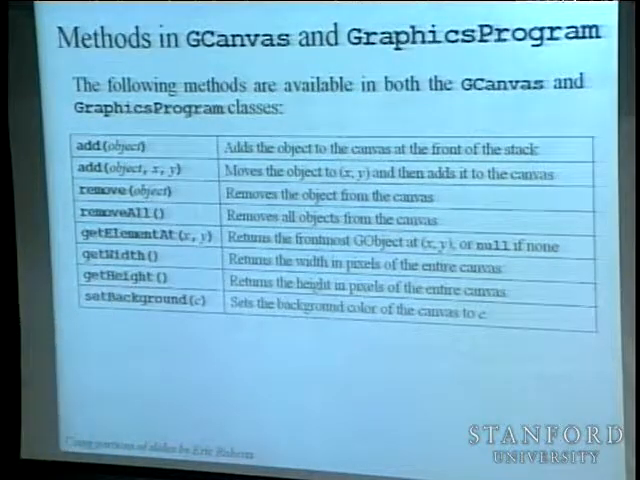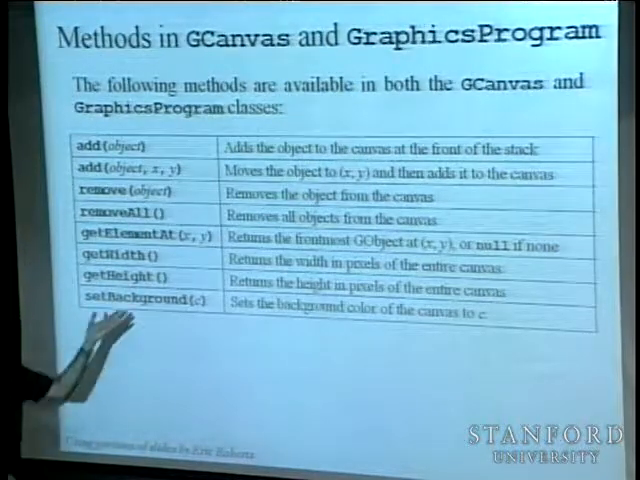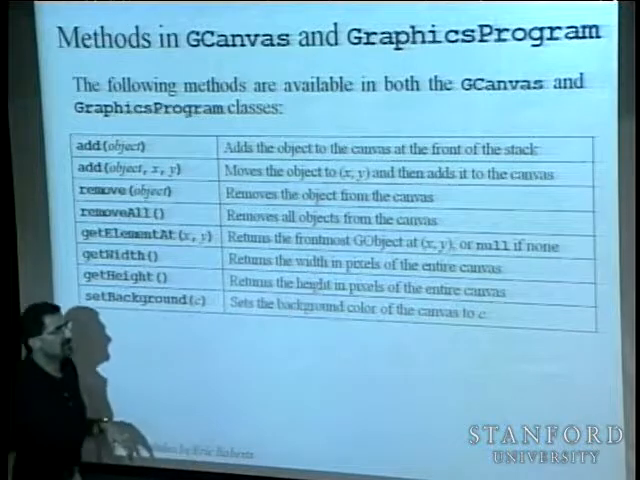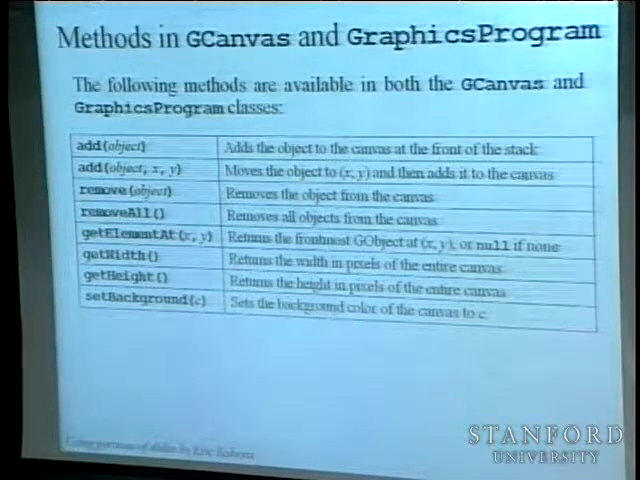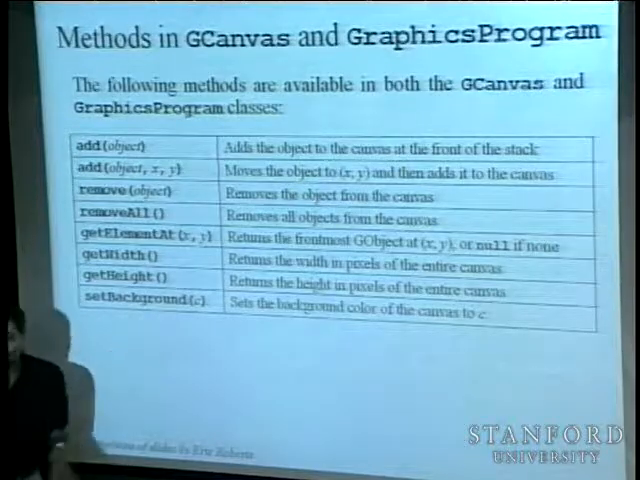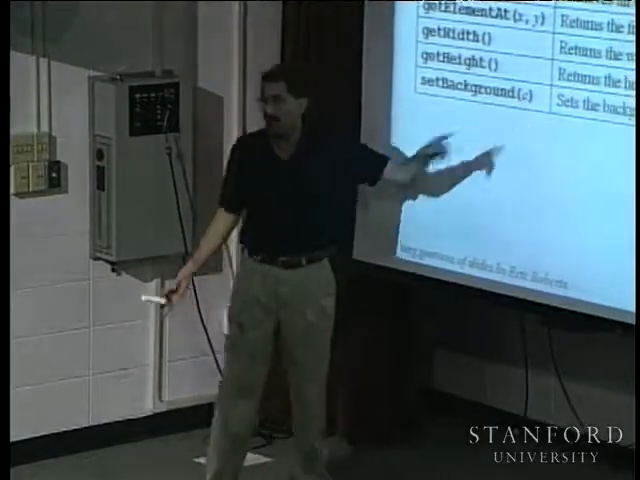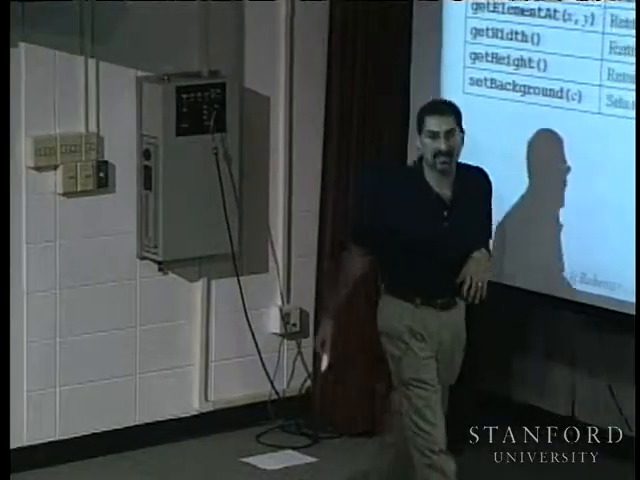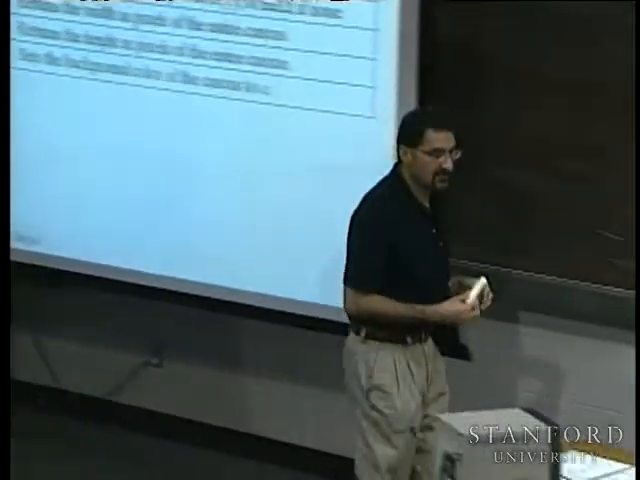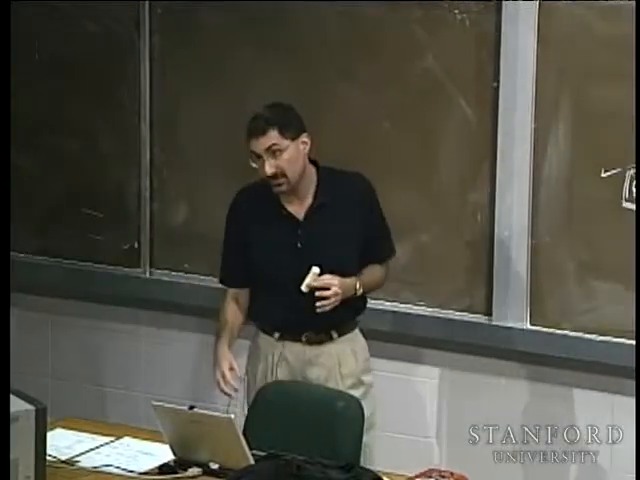getWidth and getHeight you probably knew about when you were centering stuff, right? It gets the width in pixels of the entire canvas and the height in pixels of the entire canvas, which is the entire screen if you're talking about a graphics program. And setBackground, that's kind of new, kind of funky. If you want to set a different background color than white, you just pass in a color and it will set the entire color for that canvas, or the entire window in the case of a graphics program, to that color, which is kind of fun.